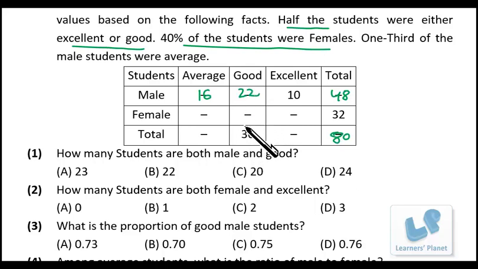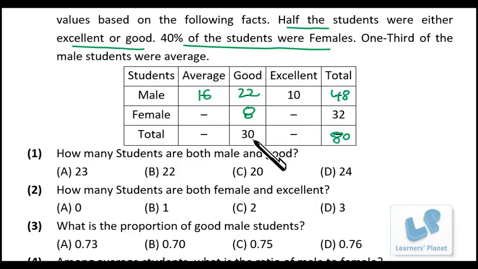Now this total is 30, that means this must be 8. Then half the students were either excellent or good. So out of 80, half, that means 40 students are either excellent or good. Now 30 is good, that means the remaining 50 excellent. So if this is 50, this is 10, that means this should be 40. Sorry, half the students, so 40, right?